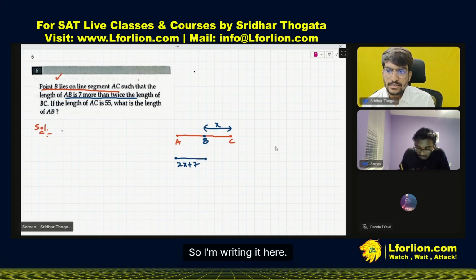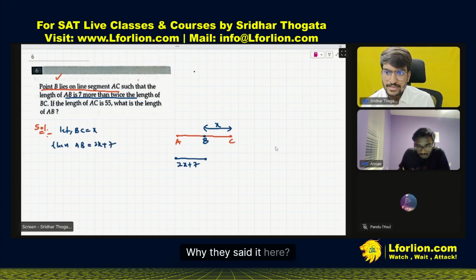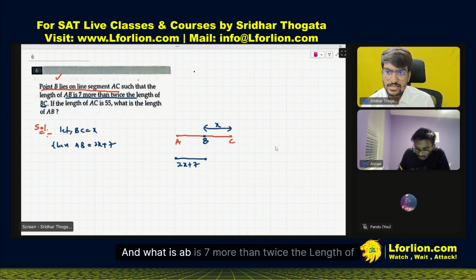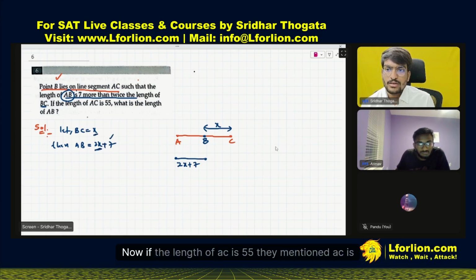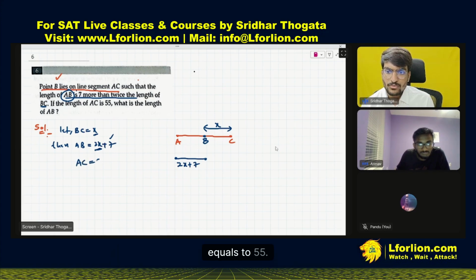So I'm writing it here. Let BC equal X. Then AB equals 2X plus 7. Why? They said it here. We considered BC as X, since they did not mention BC. And AB is 7 more than twice the length of BC. Twice the length of BC is 2X, and then 7 more. Now, if the length of AC is 55, they mentioned AC equals 55, the complete length. What is the length of AB?